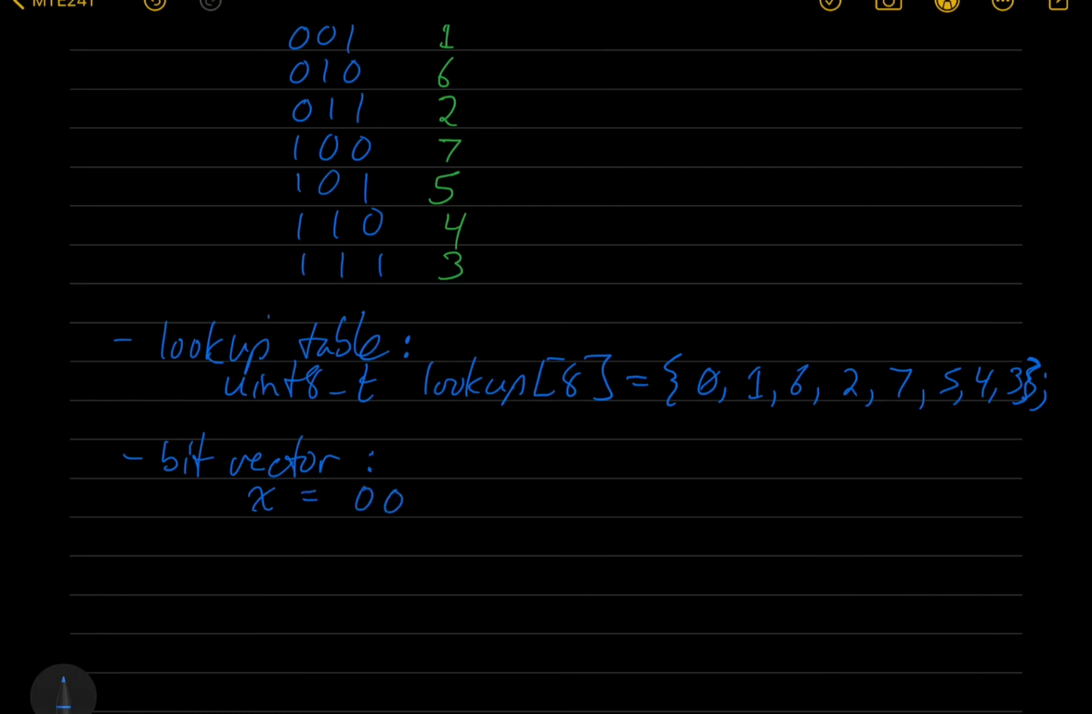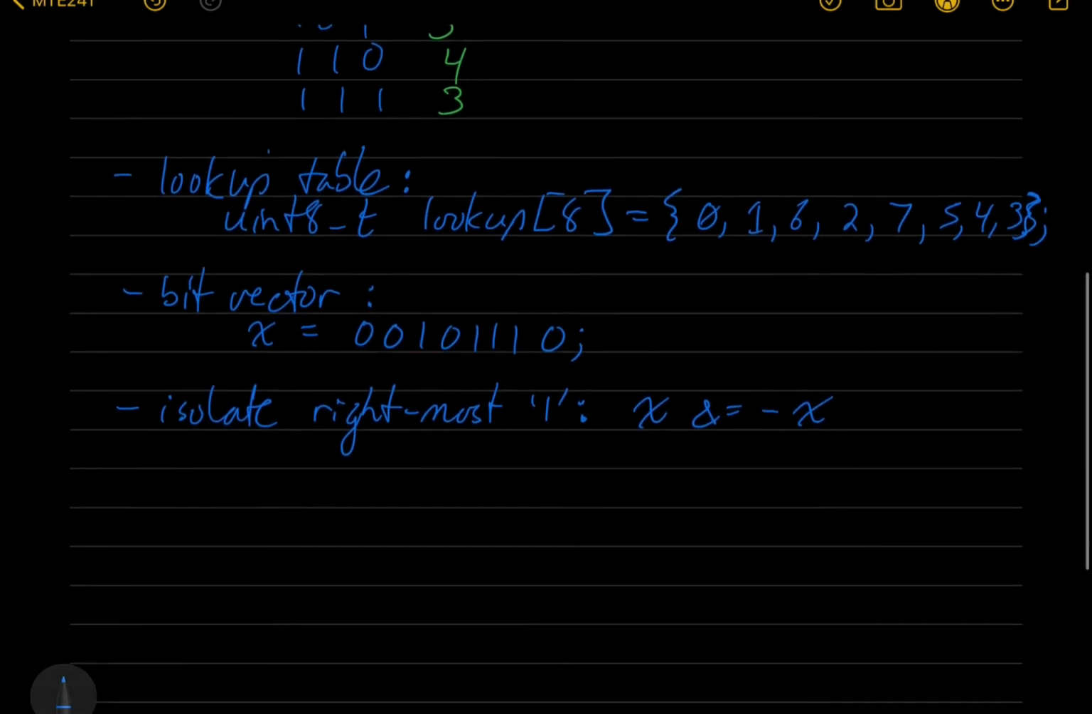So say it's 0, 0, 1, 0, 1, 1, 1, 0. So this is pretty arbitrary. To isolate the rightmost one, there's a trick that we can do. We can do a bitwise AND of x with negative x. So we're going to do x bitwise ANDed with negative x. So let's do that here.